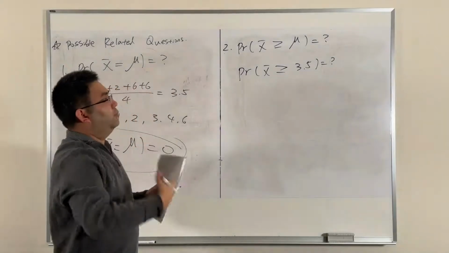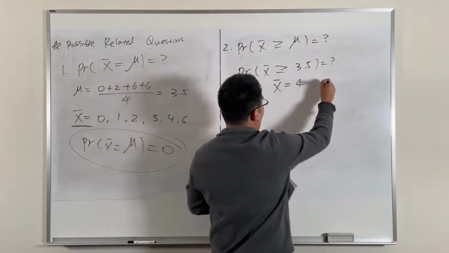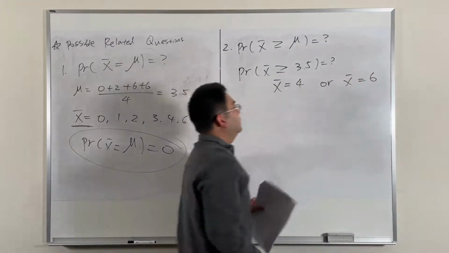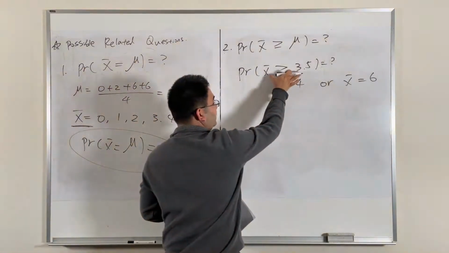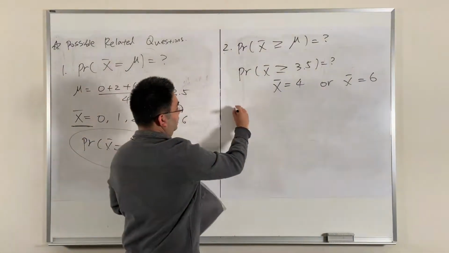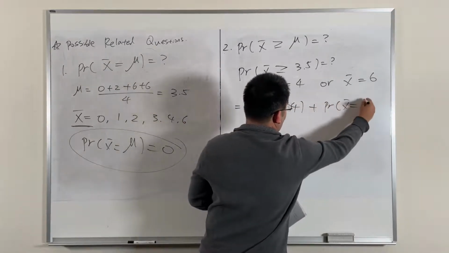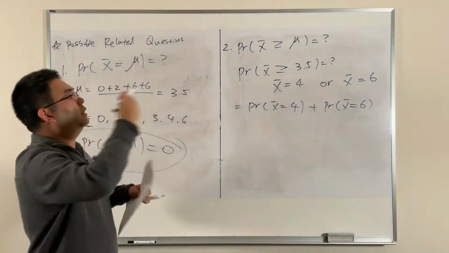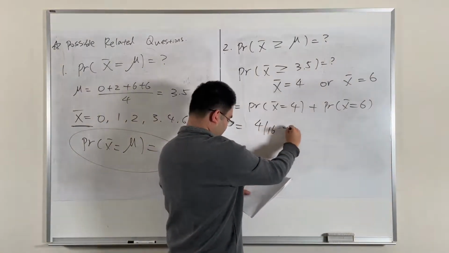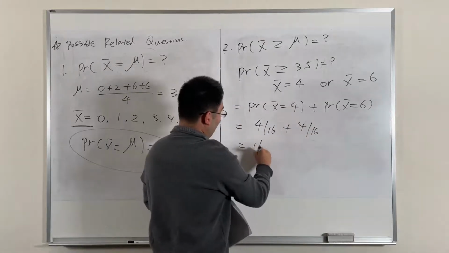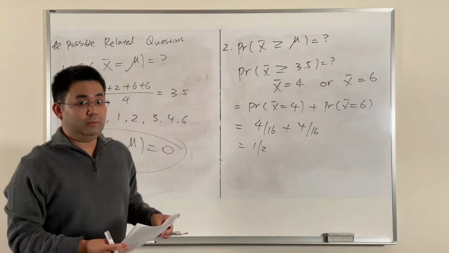So what is the probability that you get this? You have x bar equals 4 or x bar equals 6. If you get these two values, then you'll get what you want in the statement here. So in this case, it just equals the probability of x bar equals 4 plus the probability of x bar equals 6. This equals 4 over 16 plus 4 over 16, and this equals 1/2. So 1/2 of the time your sample mean will be greater than or equal to the population mean.